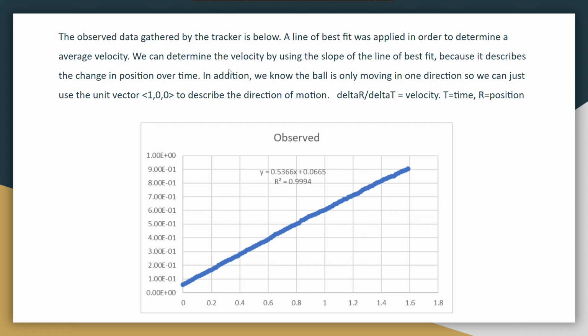The direction of the velocity is in the positive x direction, and we had it going in no other direction, so it would just be a 1 followed by 2 zeros. We are able to find velocity using this equation by just using the slope, because the slope does describe the change in position over change in time, which is exactly what velocity is.